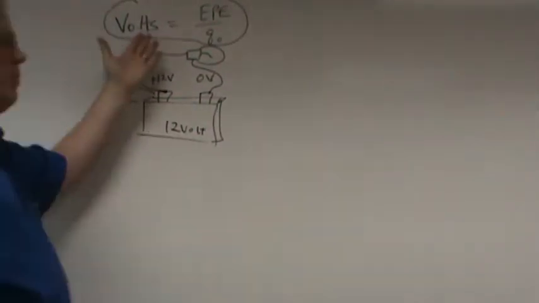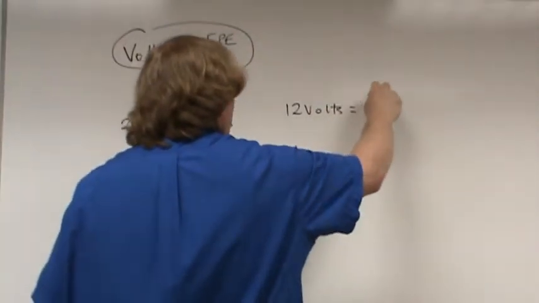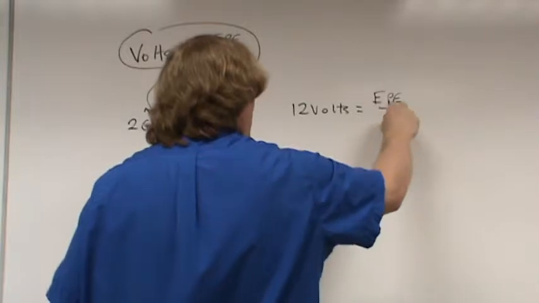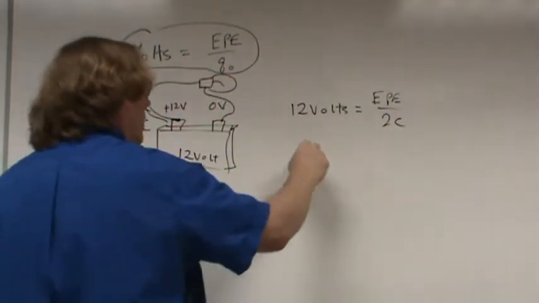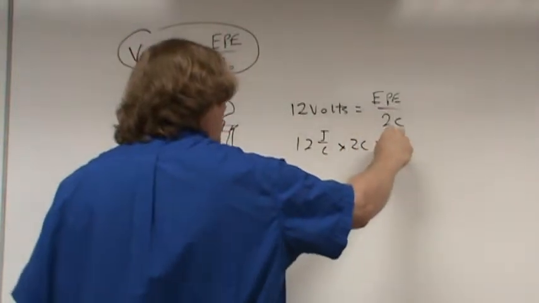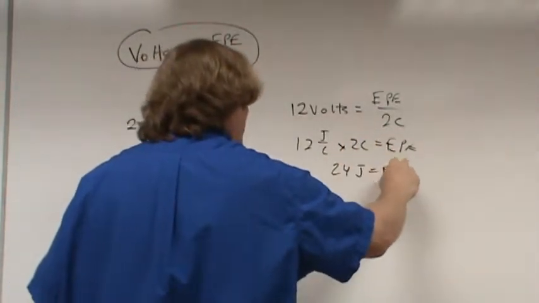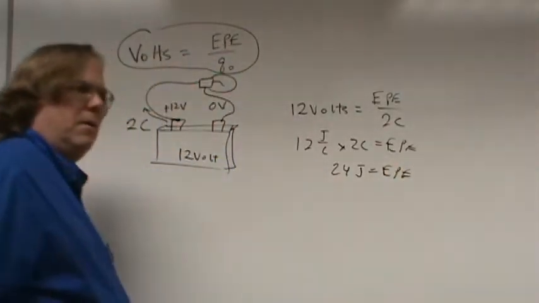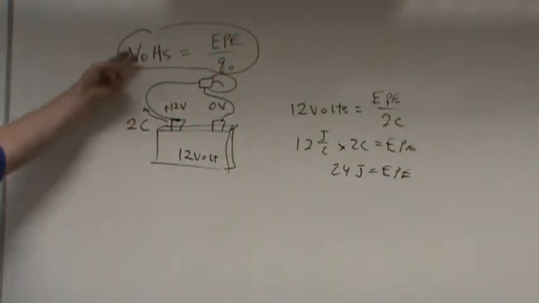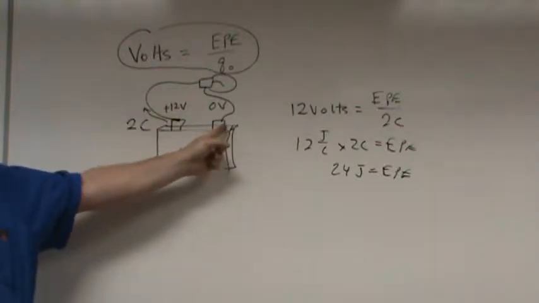You can actually just plug in here. I've got 12 volts, and I've got 2 coulombs, right? So 12 volts, which is the same as 12 joules per coulomb, times 2 coulombs, that's my electrical potential energy. So yeah, I've got 24 joules, okay? When this 2 coulomb charge gets to 0 volt land, how much electrical potential energy does it have now?